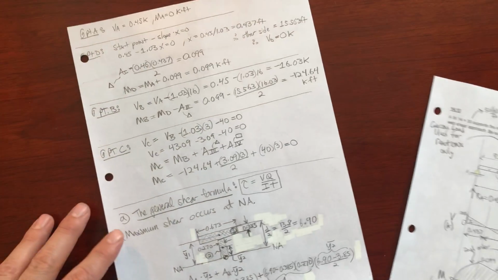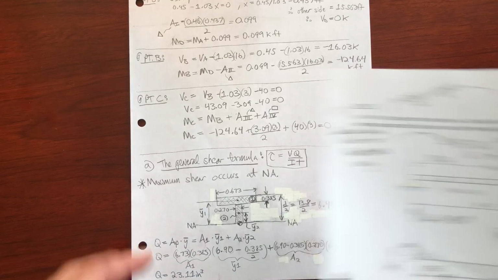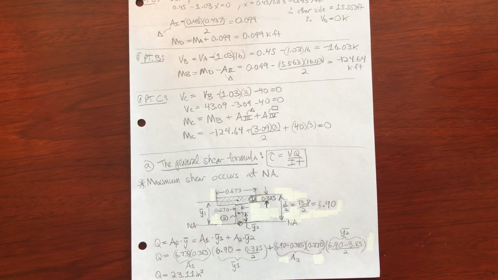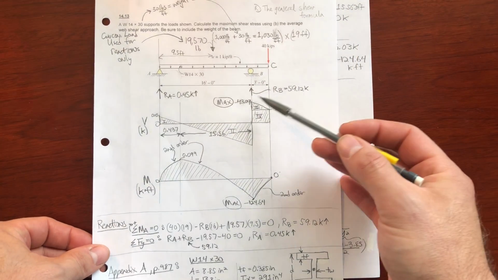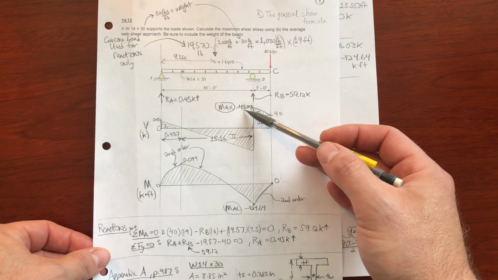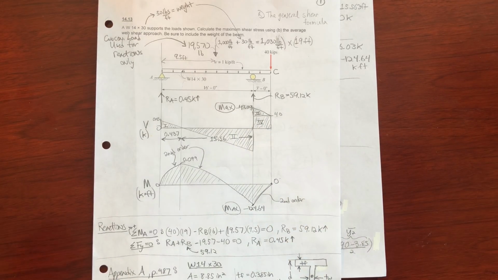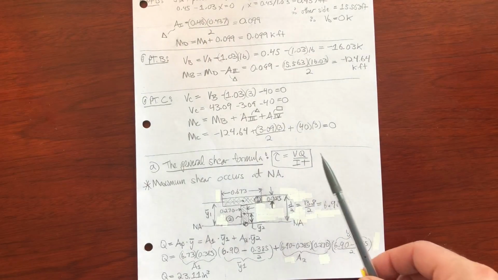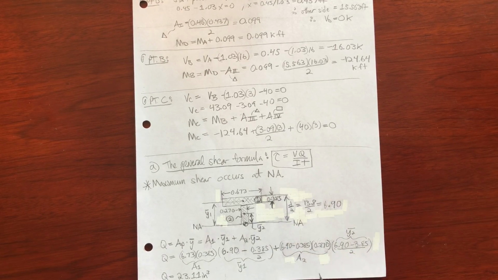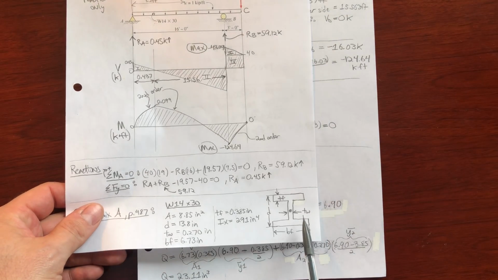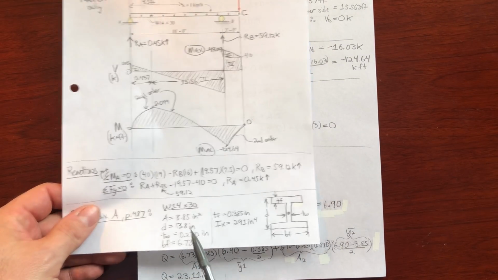Part A, the general shear formula, basically says tau is VQ over It. V, we're going to pick off the diagram, which, by the way, we find that V max occurs at point B, and it's 43.09 kips, or 43,090 pounds, okay? And we're going to use that. Q we have to calculate, that's the hardest part. I is looked up in the table, and t is the thickness of the web, and that thickness of the web was given to us as t_w of 0.270.